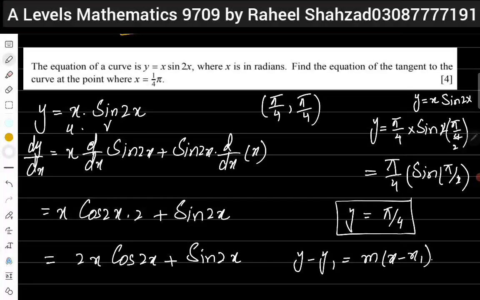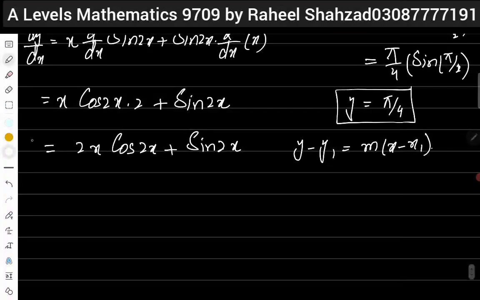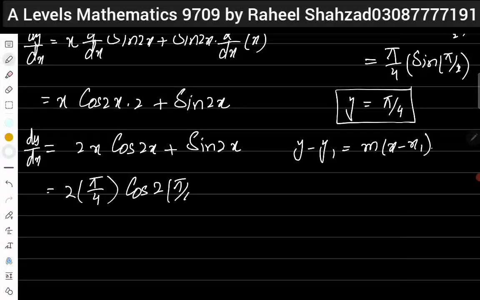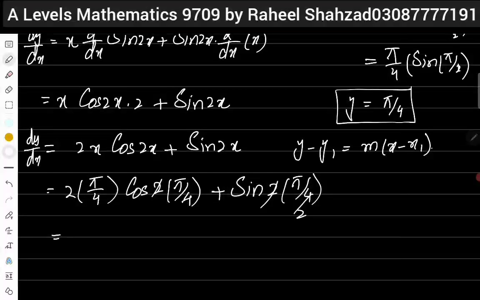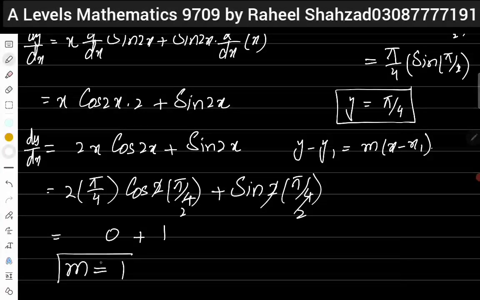And we need to find the derivative at x equal to π/4. Now this is your dy/dx. Now 2 into x is π/4, right? Into cos of 2 times π/4 plus sin of 2 times π/4. That makes it 2 twos are 4. Okay, now π/2, cos π/2 will become 0, plus sin π/2 is 1. So the slope is equal to 1 and the point is (π/4, π/4).